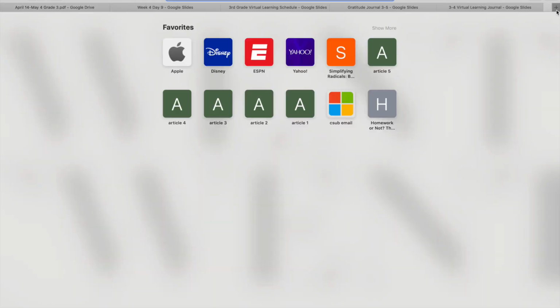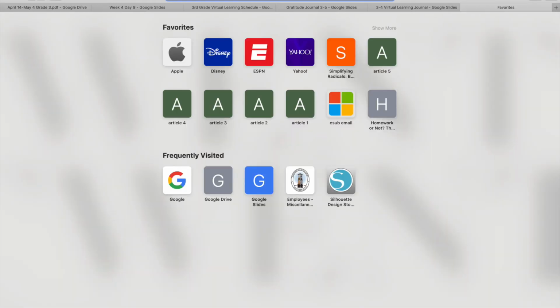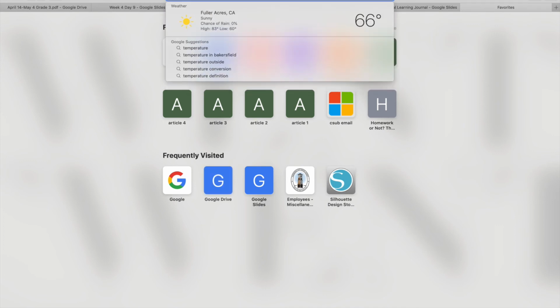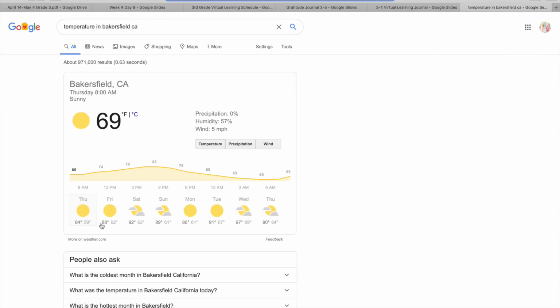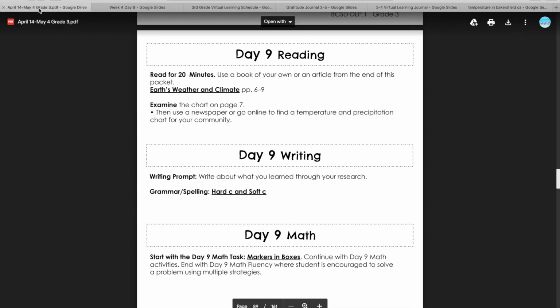let's do this together, you can look up temperature in Bakersfield, California, and all of these will pop up. So this is the temperature it will show you. And then you can also click here and it'll tell you the precipitation. So we're not going to have any rain today, and you can also click more on this and it'll tell you more in depth. So that would be a good resource. I always just type it into Google.